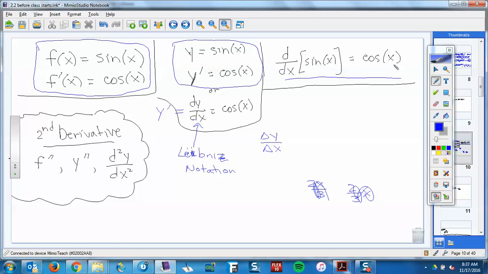And so derivative of e to the x is what? E to the x, right? It's its own derivative. Derivative of e to the x is e to the x.